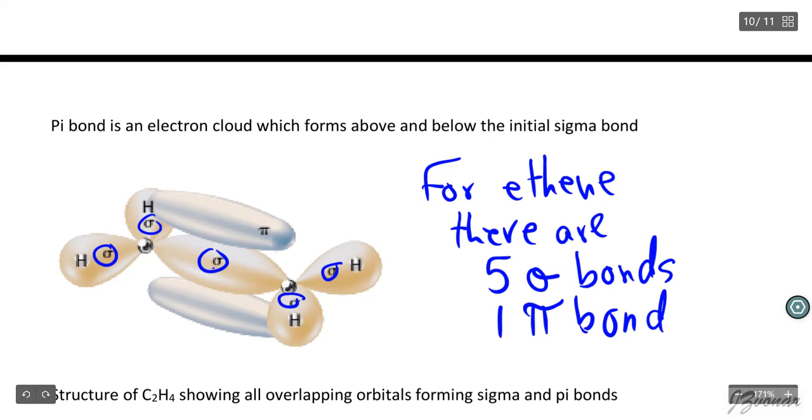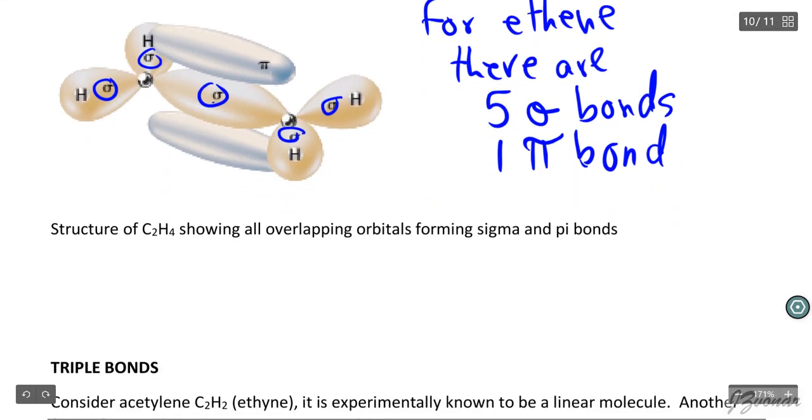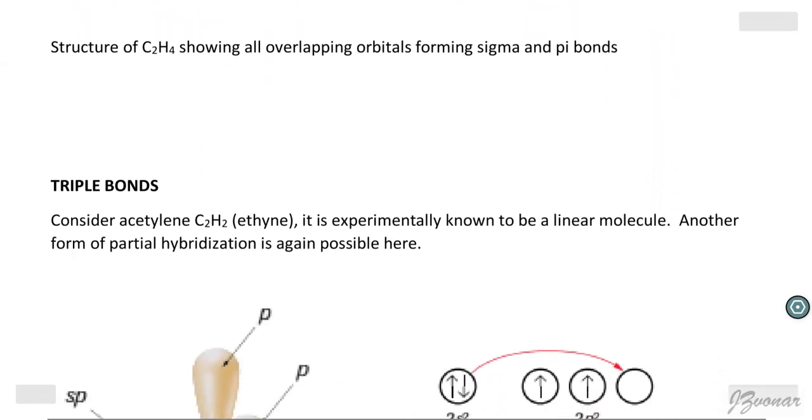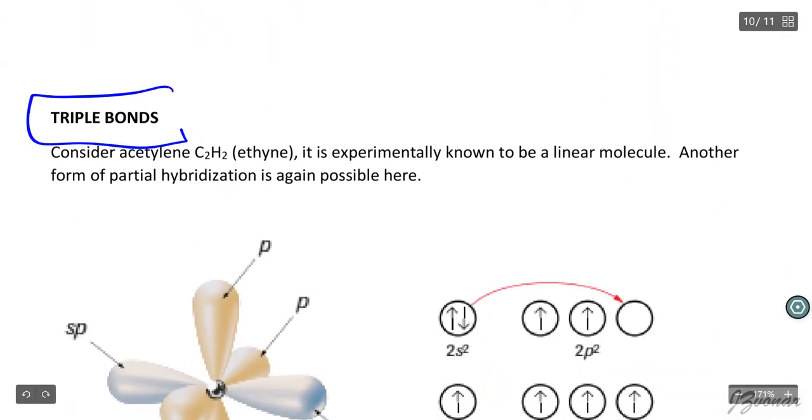Okay, and the pi bond is between the 2 carbon atoms. All right, now we're going to take a look at triple bonds. What happens in the case of the formation of a triple bond?